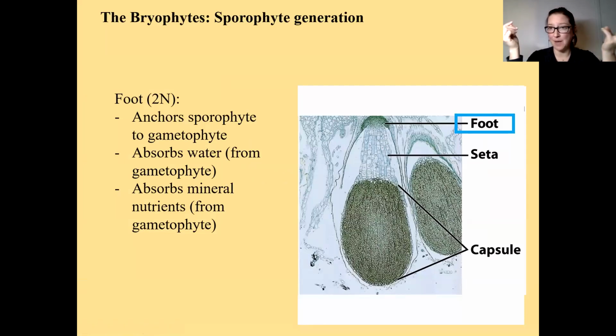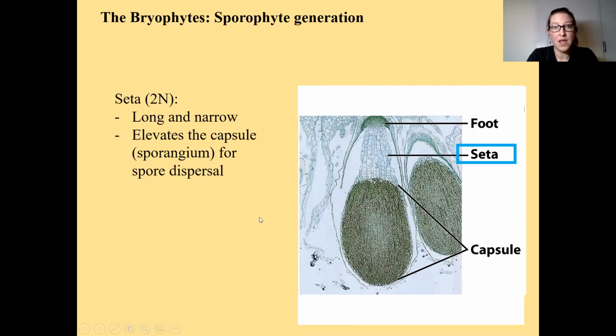So foot, seta, and capsule, those are the parts of the sporophyte generation in the bryophytes. The foot is just that place where the sporophyte attaches to the gametophyte. That's all that the foot is. But because the sporophyte is dependent on the gametophyte plant, the foot is also where it can absorb nutrients and water from the gametophyte plant, because the sporophyte plant in the bryophytes can't do photosynthesis. So it absorbs things from the gametophyte as well as attaching to the gametophyte.